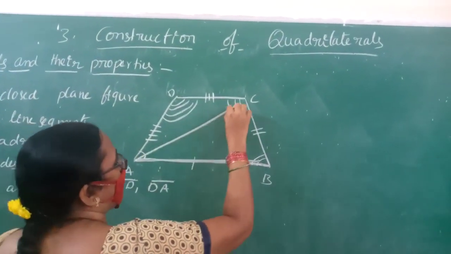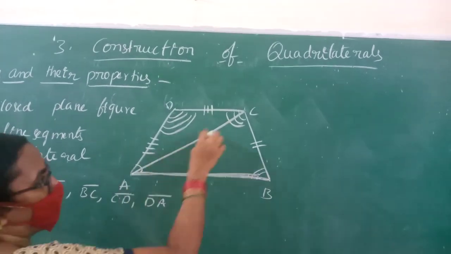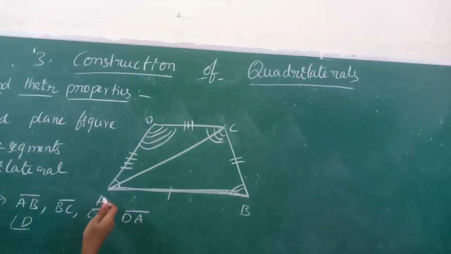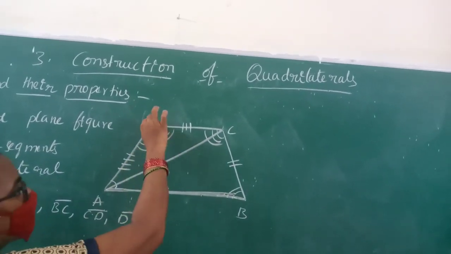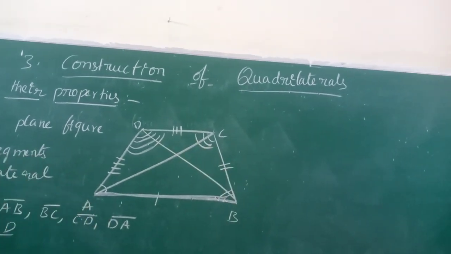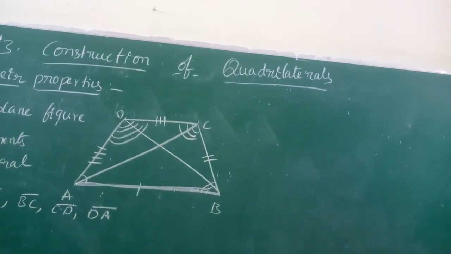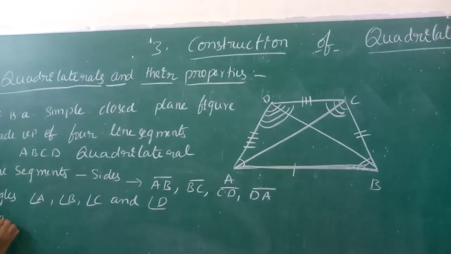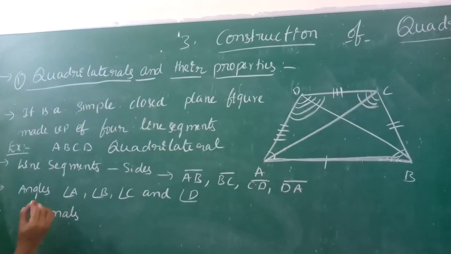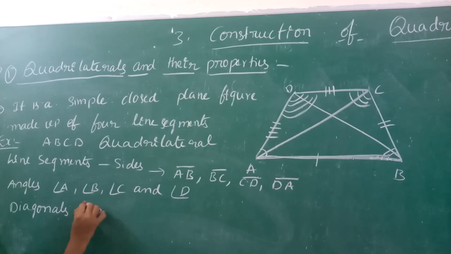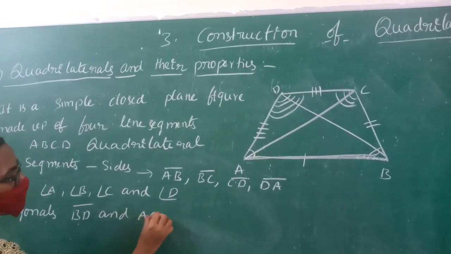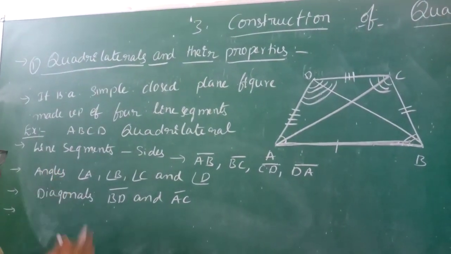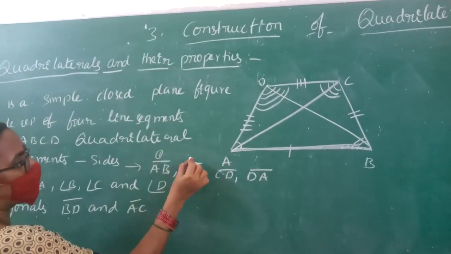Okay. Now I join angle A and angle C. What is the name of this line segment? Yes, diagonal. Can we draw any more diagonals? Yes, we can join opposite angles B and D. How many diagonals are formed? 2 diagonals are formed, BD and AC.